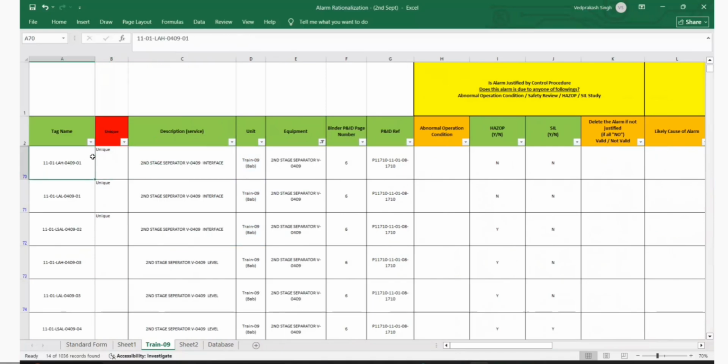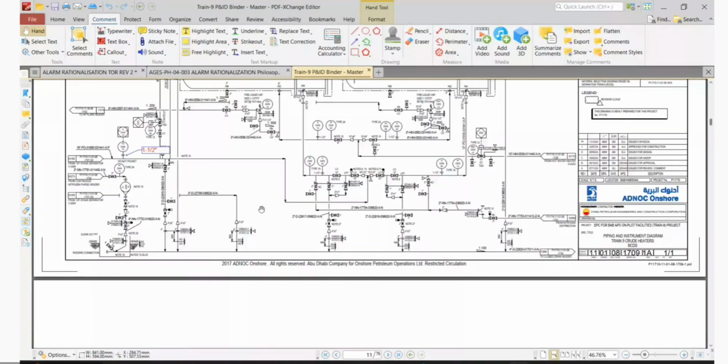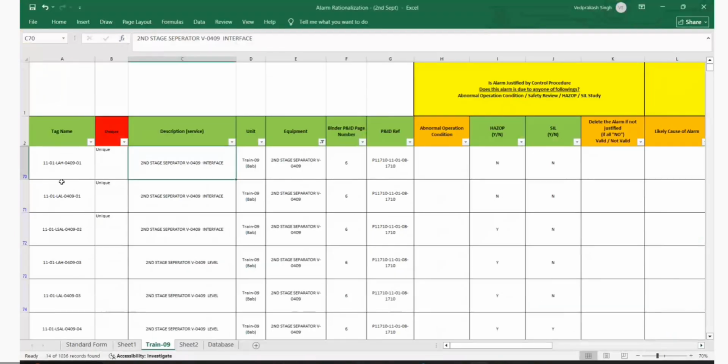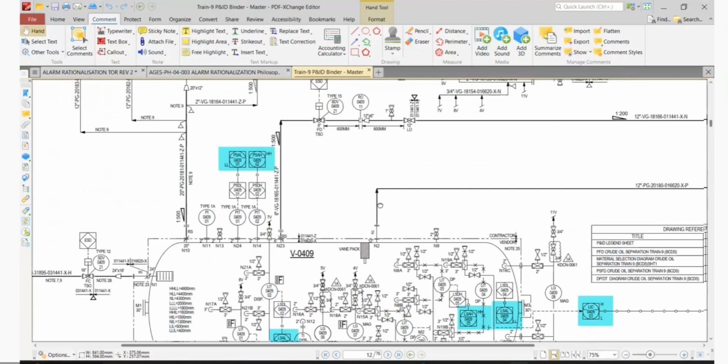Okay, guys. So we have how many? Unique 1, 2, 3. We have good numbers. Let us see. LAH. So second stage. So where is the second stage? Yeah. Go to the next page. Yeah. There you go. So we have the LAH 40901. LAH is here.